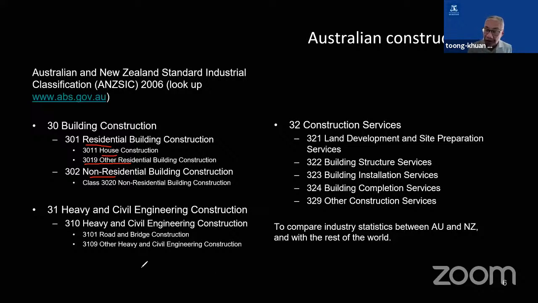Then you have your civil engineering, which is roads and bridges, and you have other heavy civil engineering construction that's pretty common. Then your construction services, there's land development and site preparation. So that's basically ground clearing. Then you have your structure services, building installation services, building completion services, and other construction services. So the reason we do all this is to, number one, allow us to compare between Australia and New Zealand, and also to compare with the rest of the world.